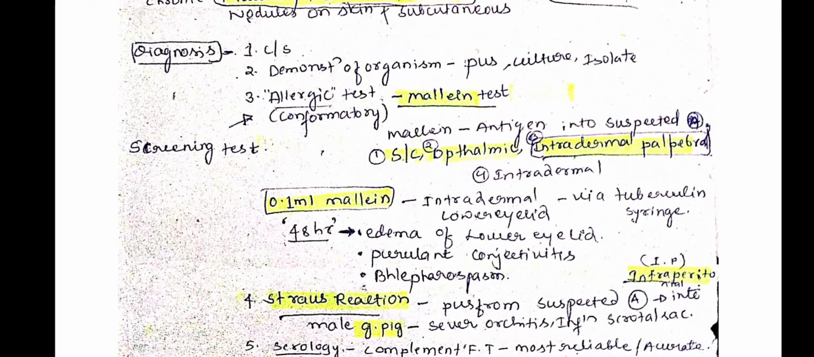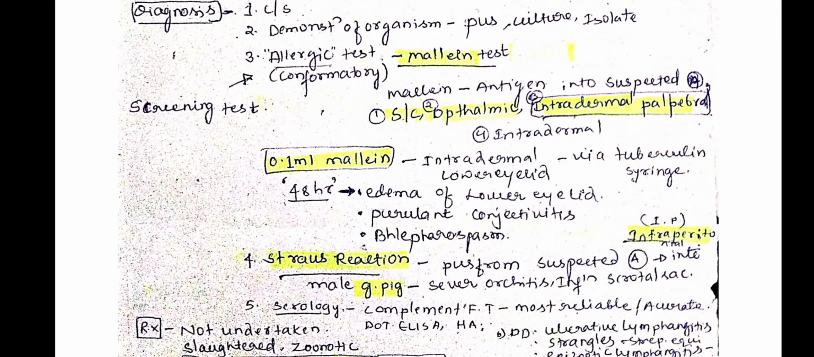To demonstrate the organism, one can collect samples like pus, culture it, and isolate the bacteria. The most important is the allergic test, and these are the screening tests. Thereby, there are mainly two tests carried out. The first one is the Malin test.